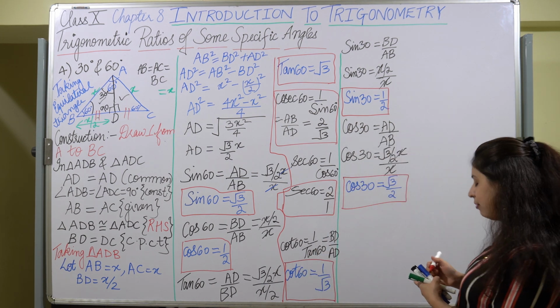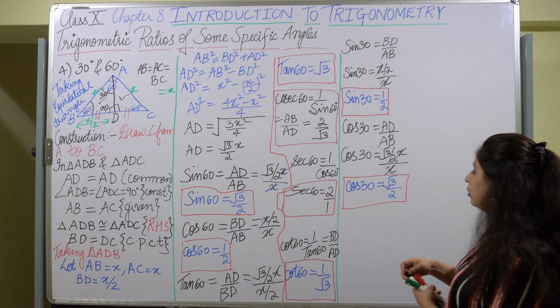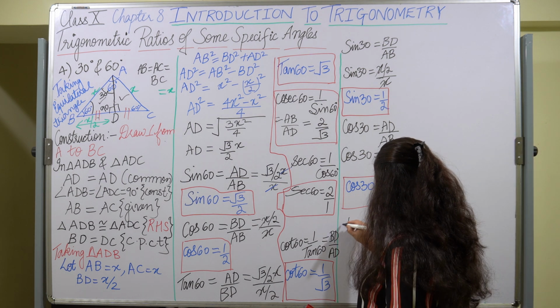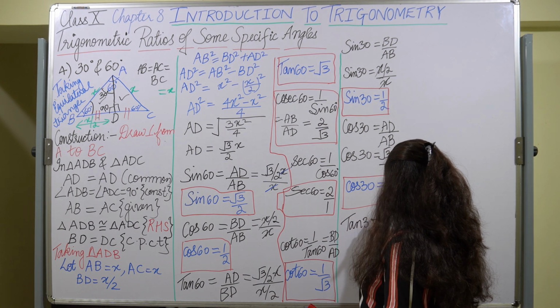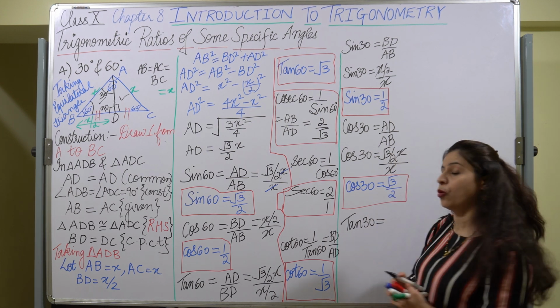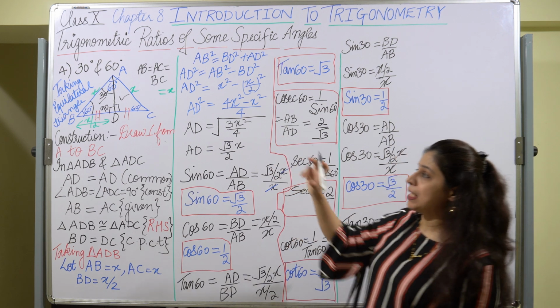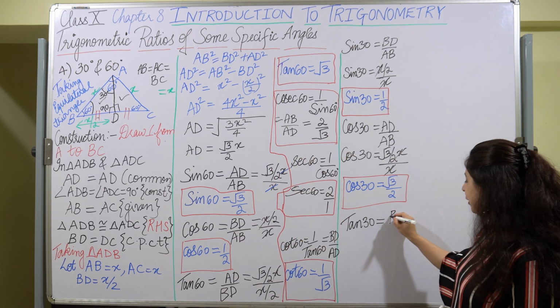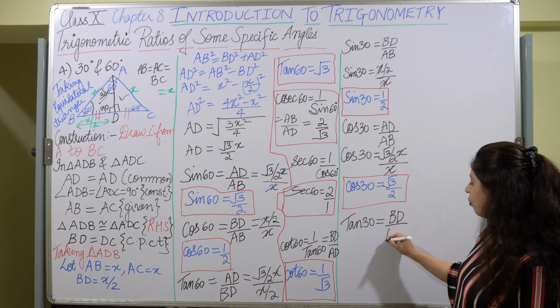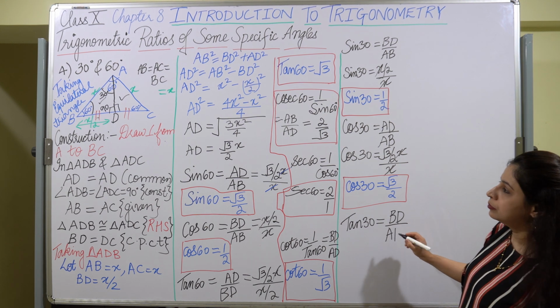Now comes the tan. Tan 30. Tan is always given by perpendicular upon base. So for 30 degrees, the perpendicular will be BD and the base will be AD. So BD upon AD.